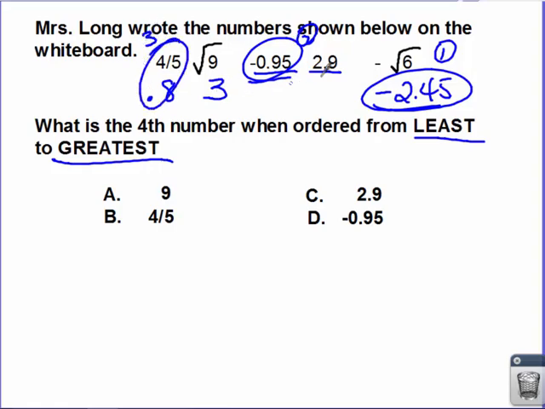And then which one between 2.9 and 3? This one right here would be 4th. And this one would be our 5th. So we're looking for 2.9. So my answer is C. So you see how that calculator really can help you to put things in order.